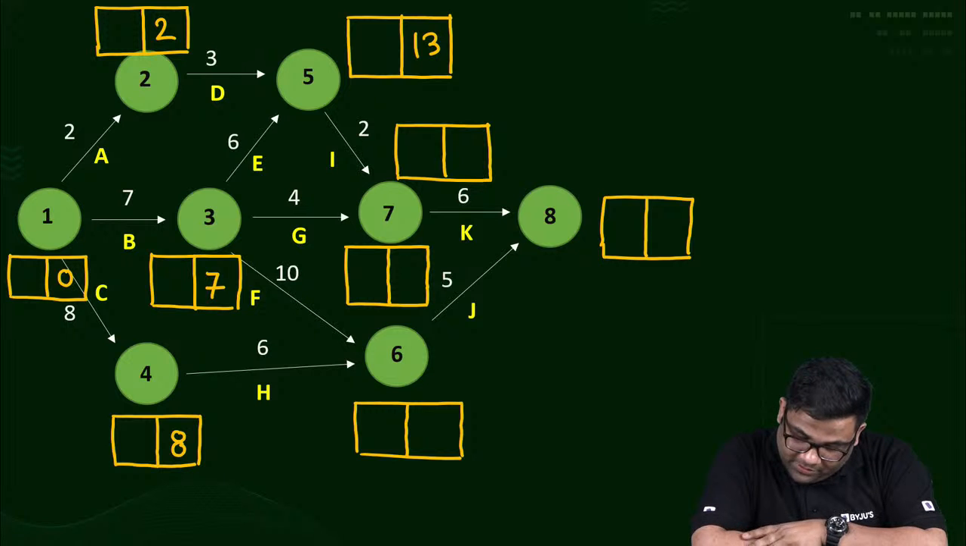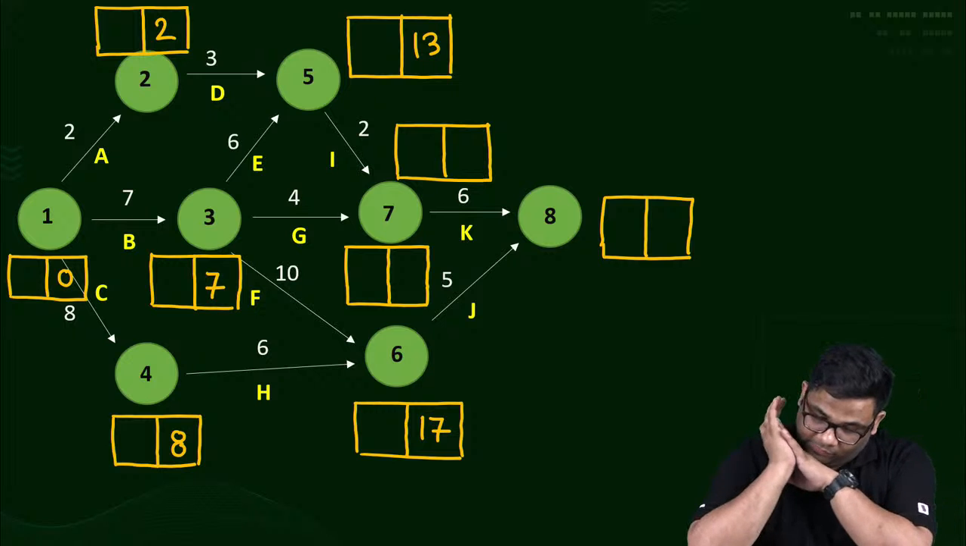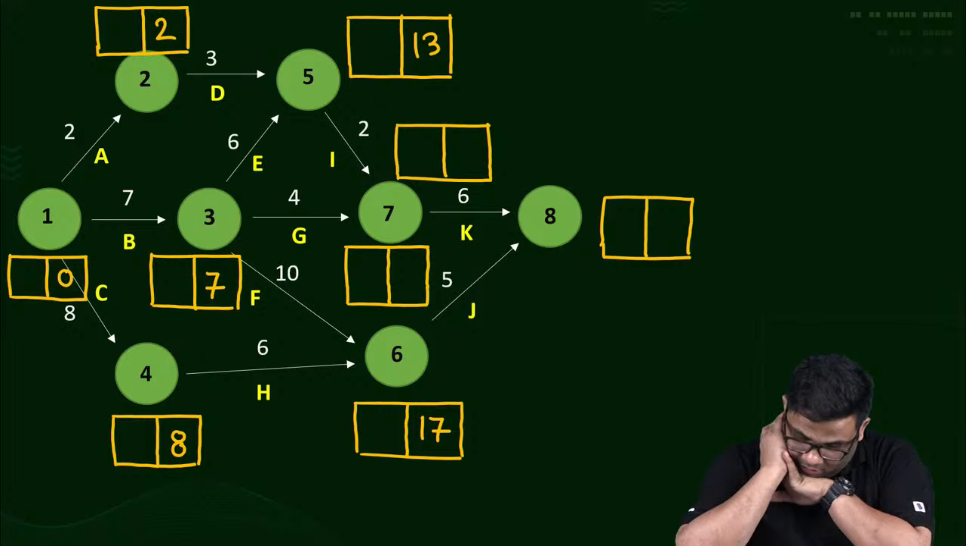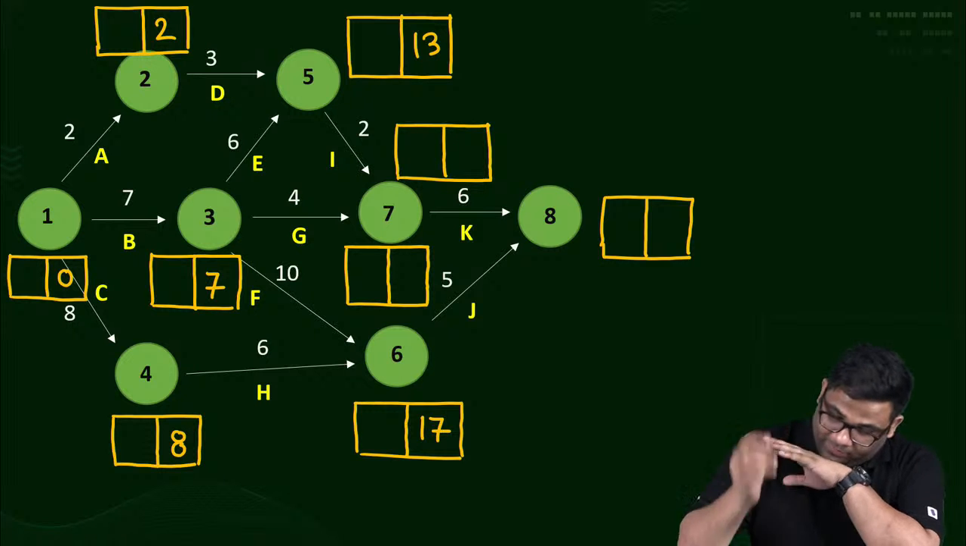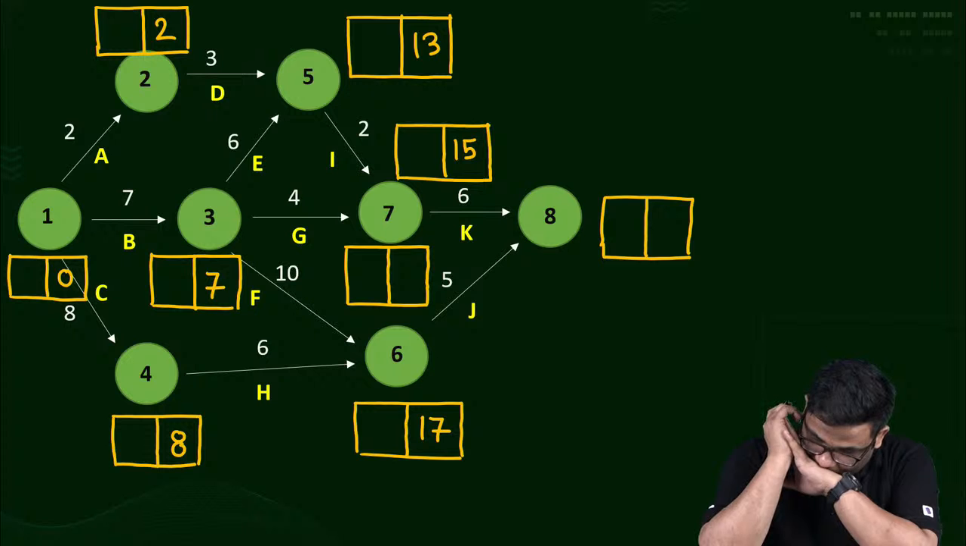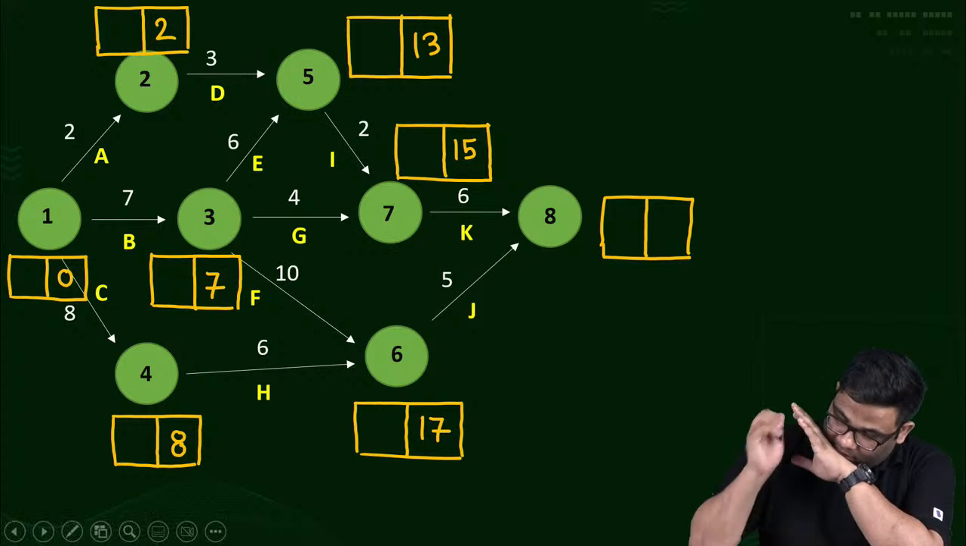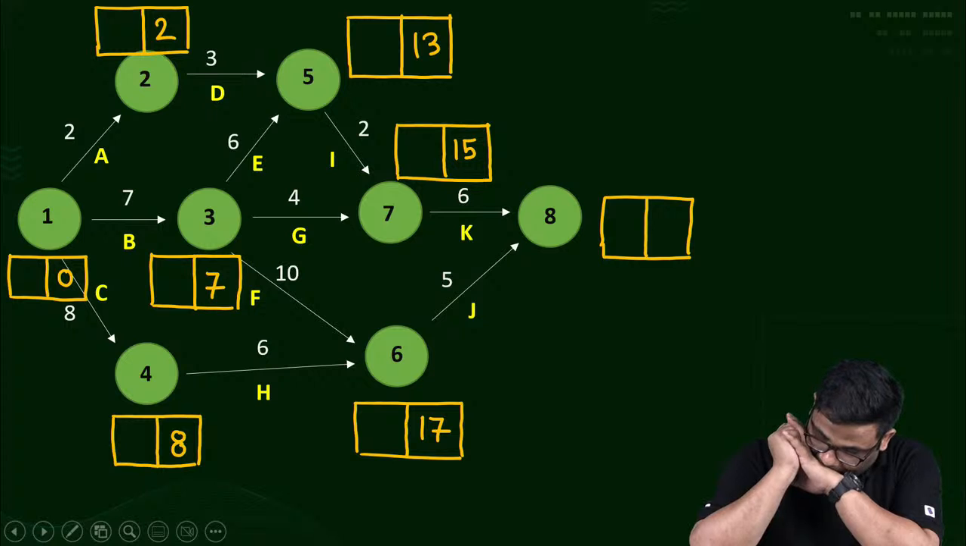Here we have two options, 17 and 14. So 17. Here we have two options, 11 and 15. So 15. And this was 22, 21.